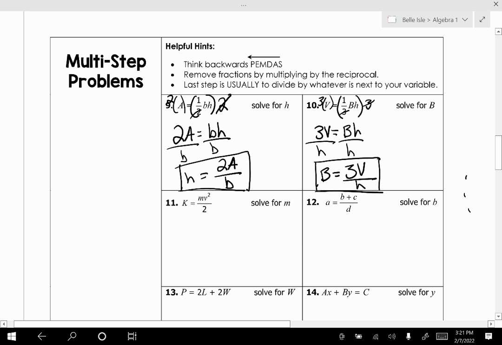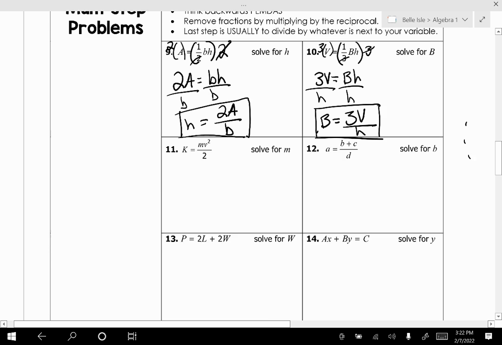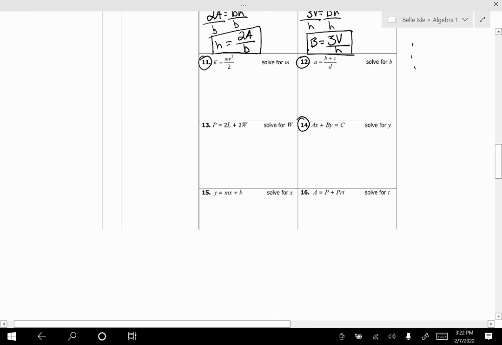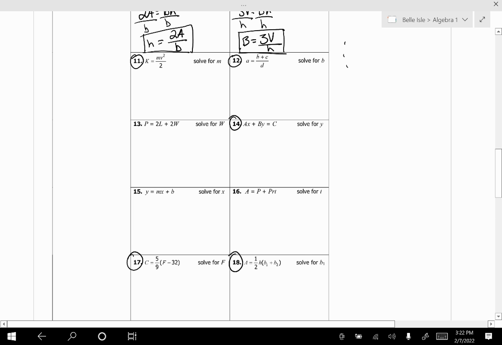Okay, there's number 10. You can look up as soon as you're ready. Okay, here's what you've got for the rest of the notes: 11, 12, 14, 17, and 18.